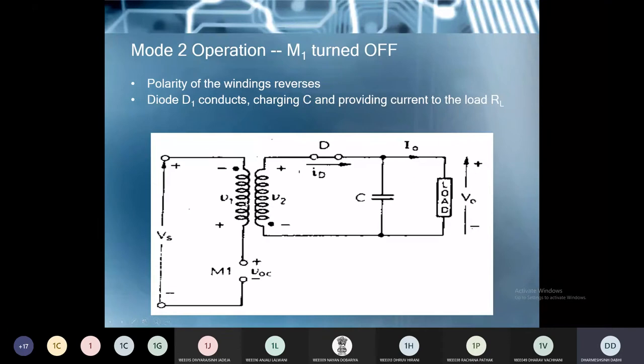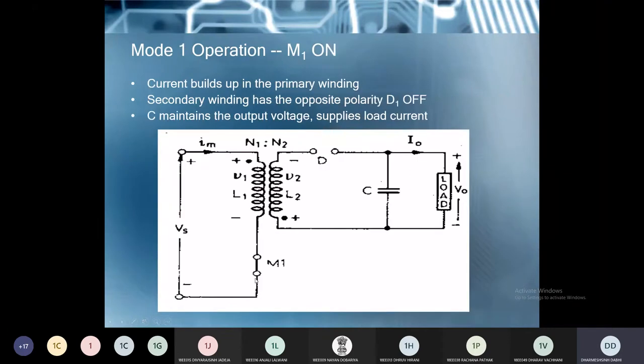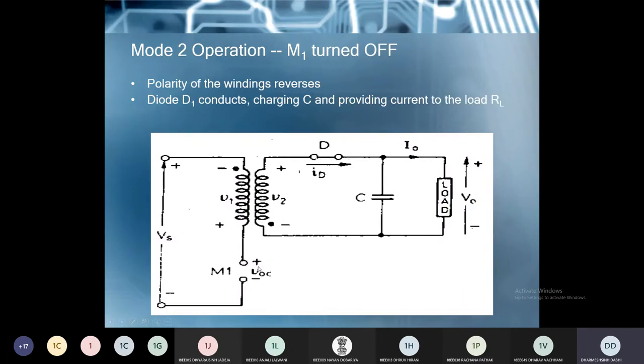So whatever energy was stored in the inductor, the transformer winding, during the on condition of the switch, this energy is released during the off condition of the switch when M1 is off. So you can see that the polarity of the induced voltage is changed here, on the primary and secondary side. So the secondary side positive terminal is connected with the anode of the diode. So now the diode acts as a closed switch. So it is represented by a closed switch here.